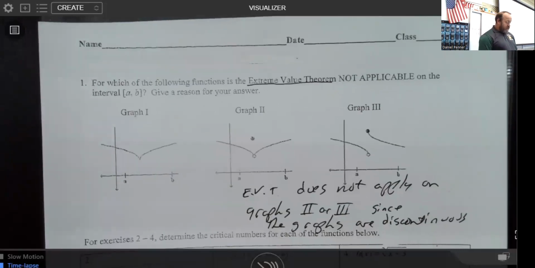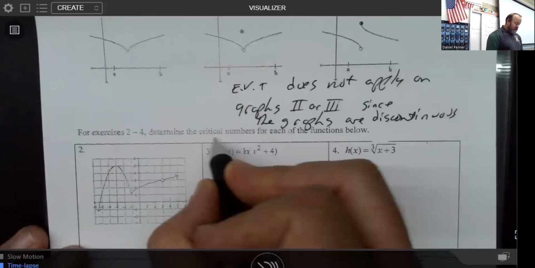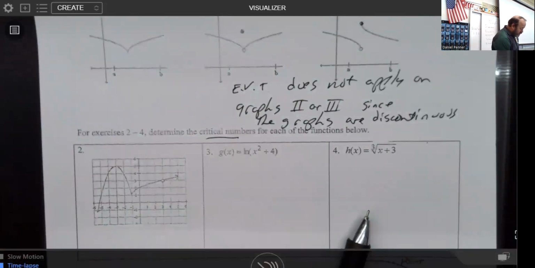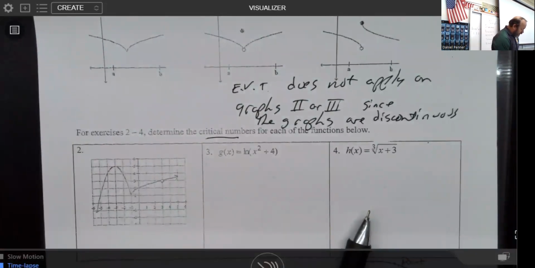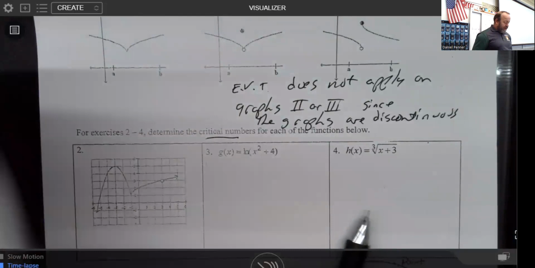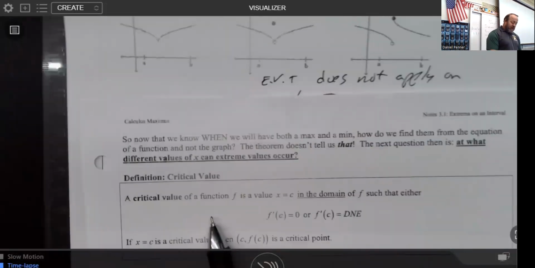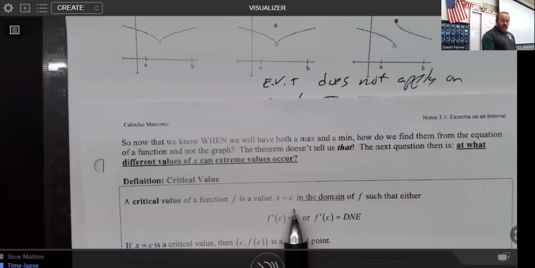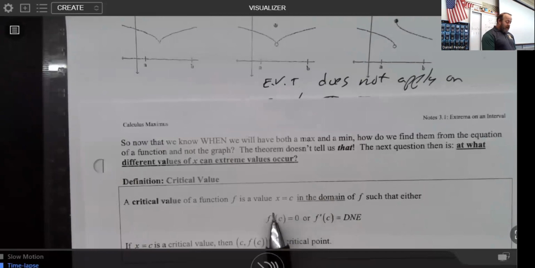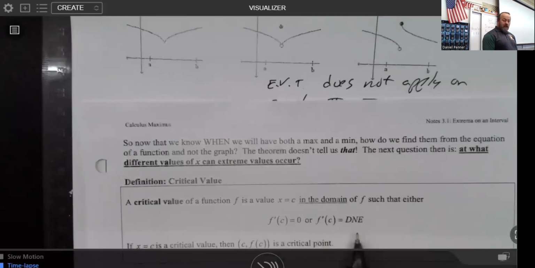Now, when we go into the next little piece, it actually mentions this idea of critical numbers. And so a critical value, I just wanted to remind you again what the definition of a critical value is. I'm kind of thumbing through my notes right here to find our definition of a critical value. So keep in mind that a critical value of a function is a value that is within the domain. That is an incredibly important part of it. It's in the domain where f prime of c is 0 or does not exist.